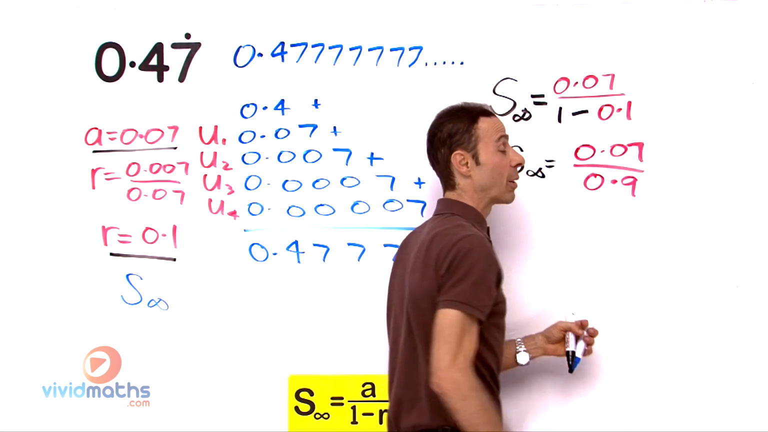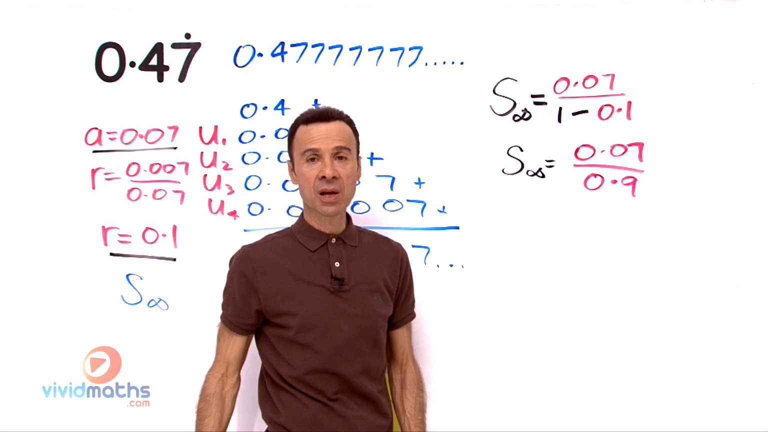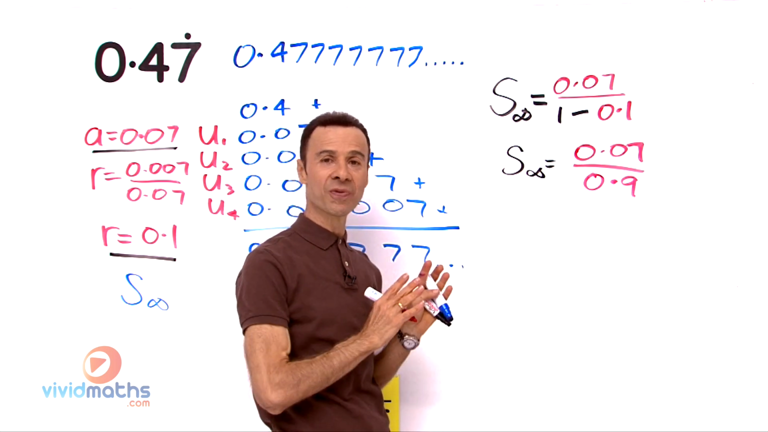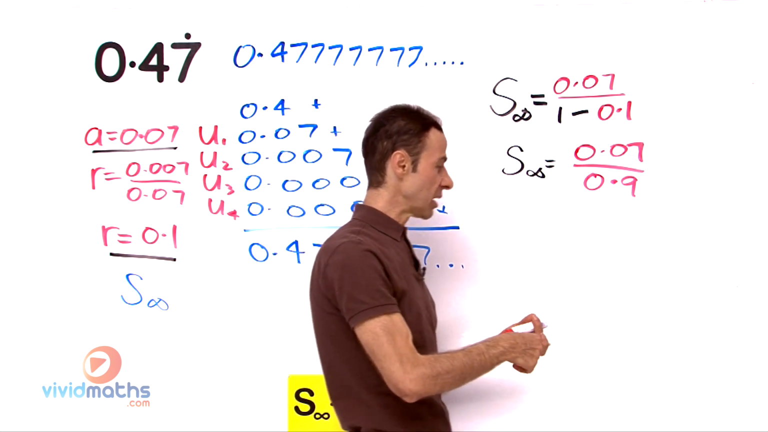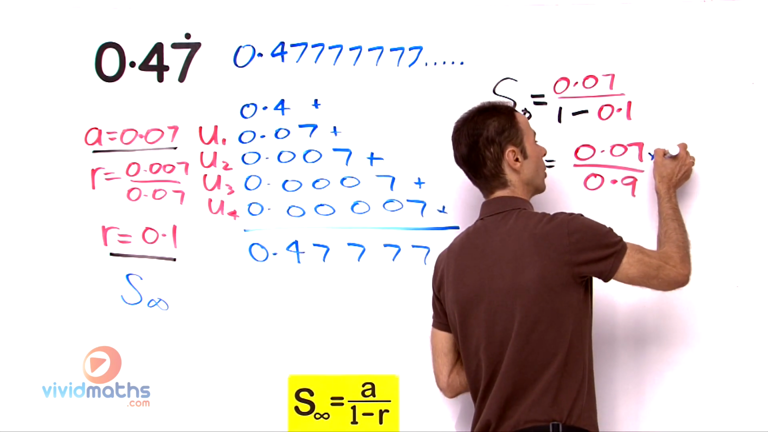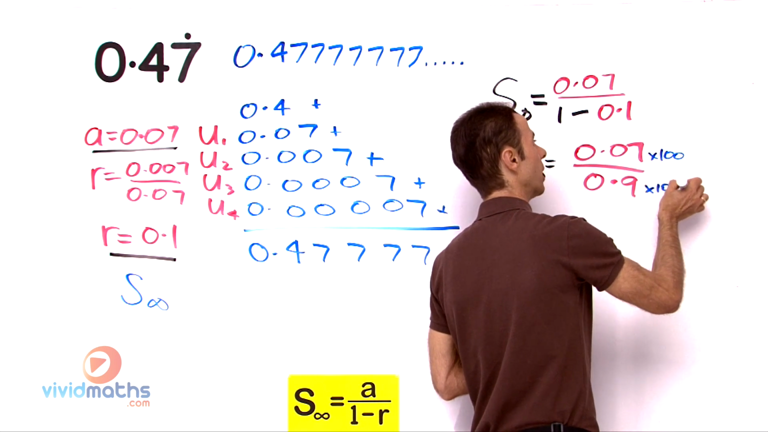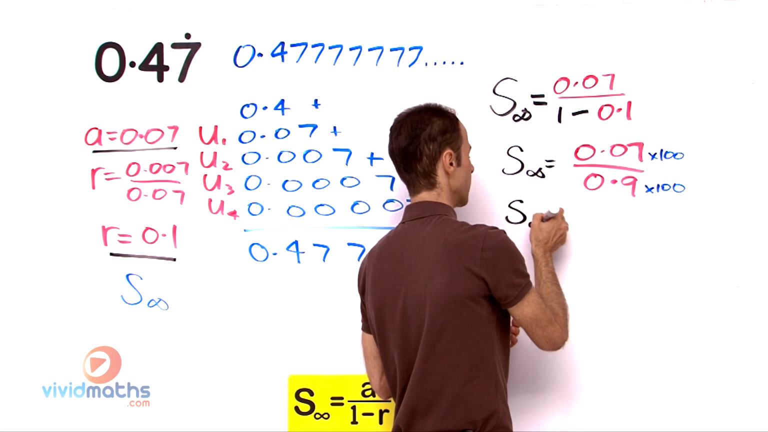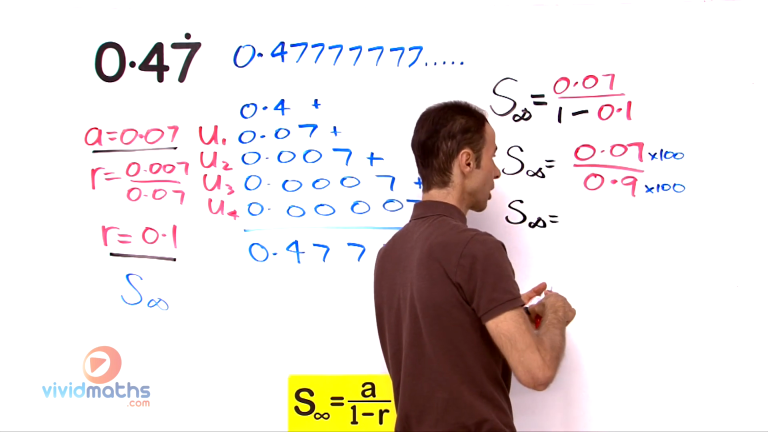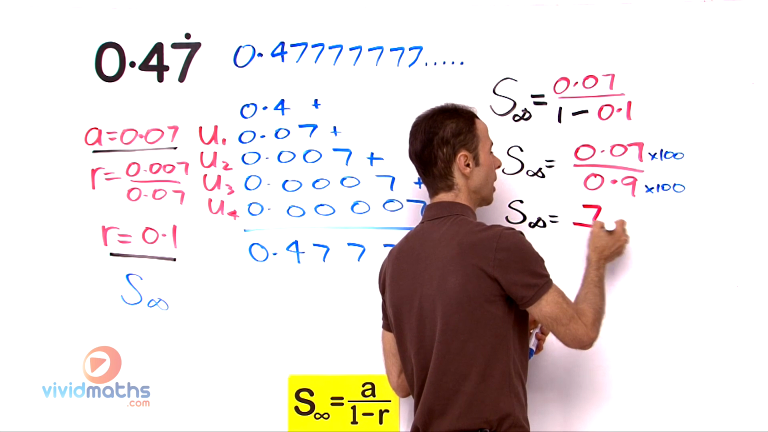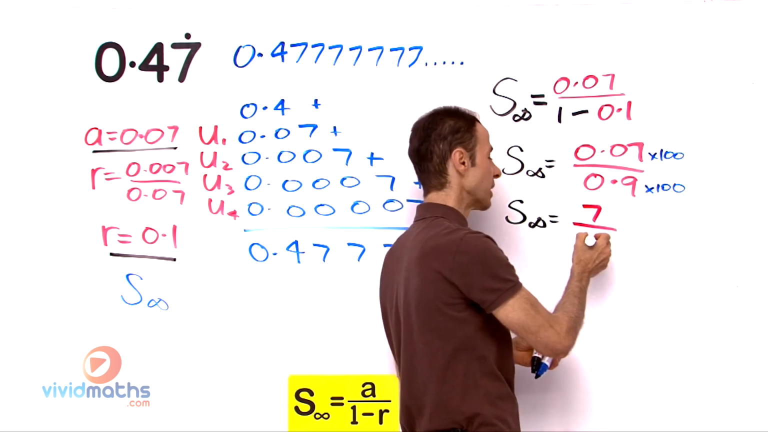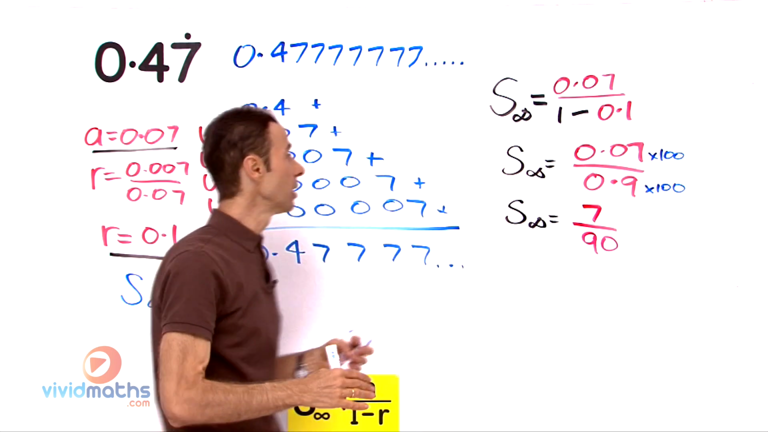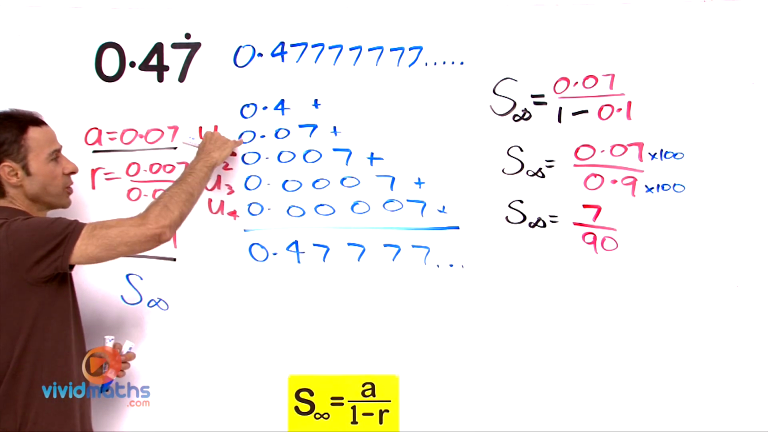Now that's our fraction, however, it is in decimal format. So what I'm going to do is multiply top and bottom by 100 in order to move that decimal point to the right. So let's multiply by 100, multiply by 100. Now this is going to give us a sum to infinity that equals, on the top, multiplying by 100 is 7. Multiplying the 0.9 by 100 is actually 90. So that's our fraction, but only from U1, from the first term here.